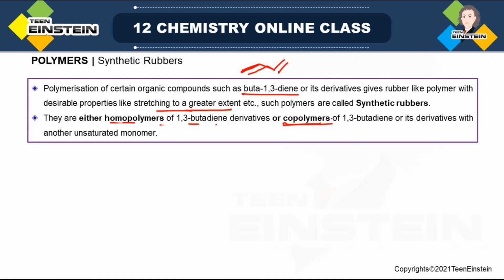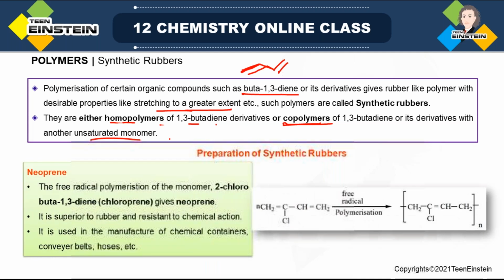So 1,3-butadiene or its derivatives is the one fixed monomer that is always present, as we have seen in the first point as a definition of synthetic rubber. In the homopolymer, you have taken only this monomer, but now another unsaturated monomer. So the second monomer that you are taking will also have some unsaturation. So by both the processes, we can make synthetic rubbers. Now we will see the preparation of some synthetic rubbers, examples, one by one.